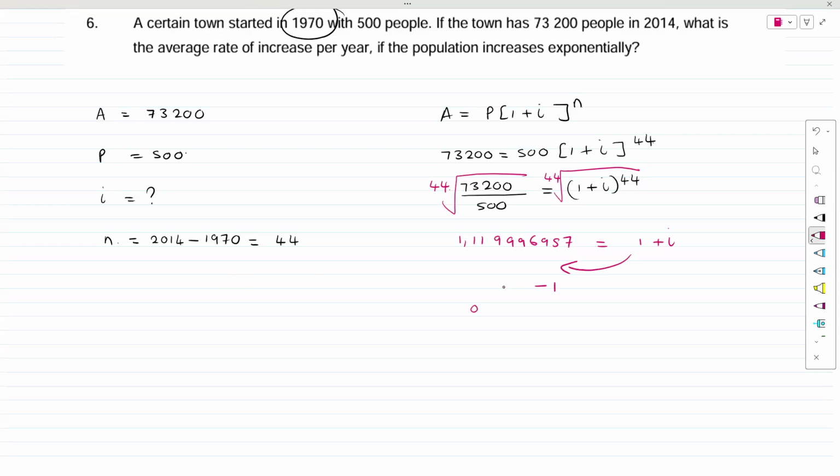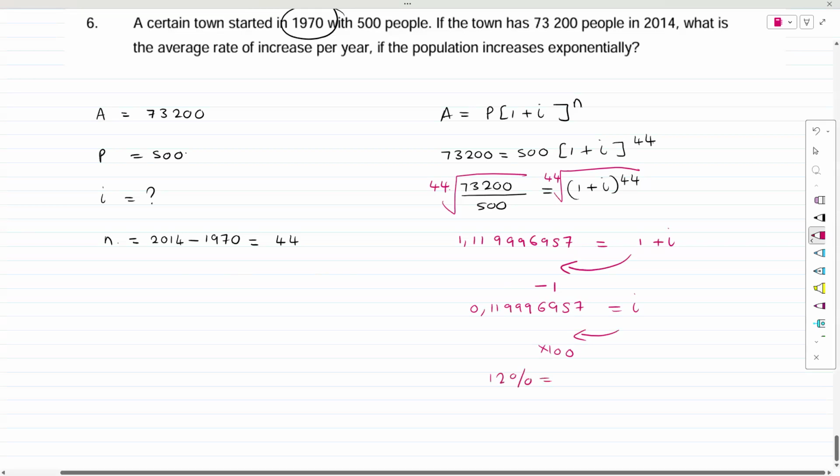We get 0.1199996957, and that equals i. And thereafter, this is times 100. And this should be 11.9999%. So this is 12%. And that's all there is to question 6.